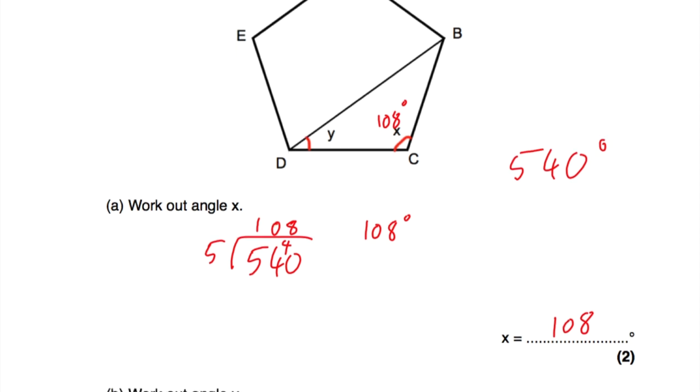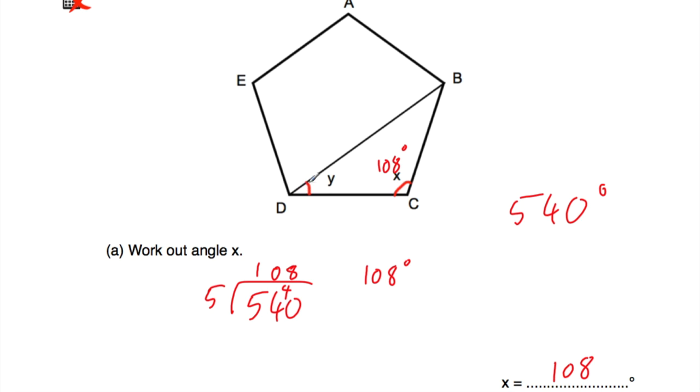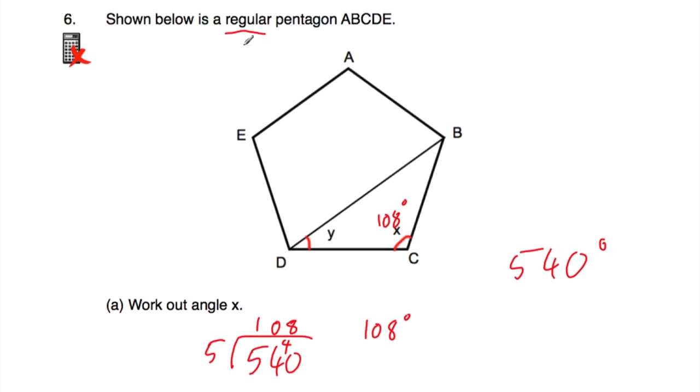Okay, and part B says calculate the size of angle Y, or work out angle Y, so we want to work out the size of this angle. Now this was a regular pentagon. If we go back up, it's a regular pentagon. That means that each of the sides have got the same length. So if we look at this triangle here, this length going from C to D would be the same as the length going from B to C. So this is an isosceles triangle. That length is the same as that length. And that means that this angle here is the same size as this angle here. So it means that Y is the same size as this angle here.